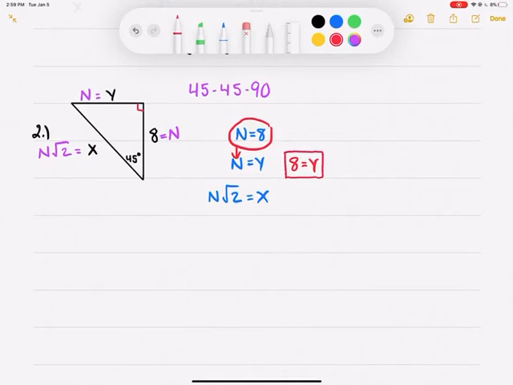Again, n equals 8. I can take 8 and plug it in here where I see this n as well, and this becomes 8 times the square root of 2, which will be equal to x. So pretty straightforward. Boom, I know my x and my y values. I'm not going to reduce that via decimal. I'm just going to leave it as is. So 8 is equal to y, and 8 square root of 2 is x.